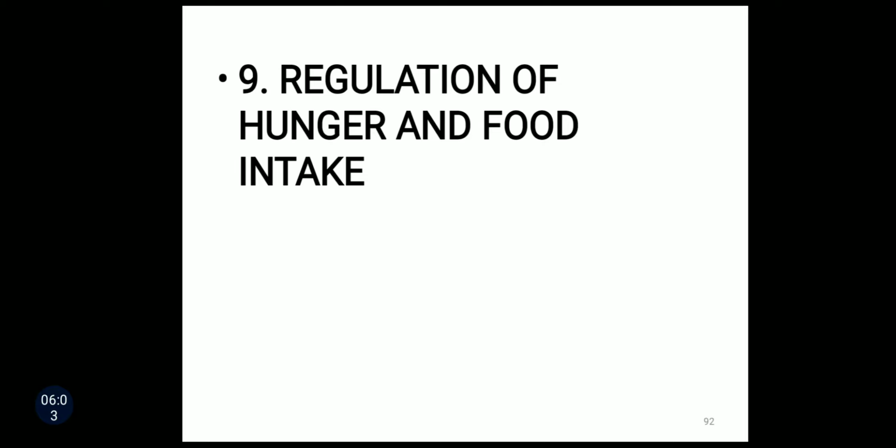Then the next function is regulation of hunger and food. For the regulation of hunger and food, again there are two centers in the hypothalamus. One is called the feeding center, and the second one is called the satiety center. The feeding center is situated in the lateral hypothalamic nucleus. Stimulation of this center will cause uncontrolled hunger or increased food intake. Appetite will increase. Person will eat more if the feeding center is stimulated.